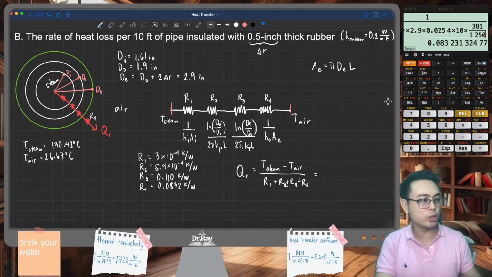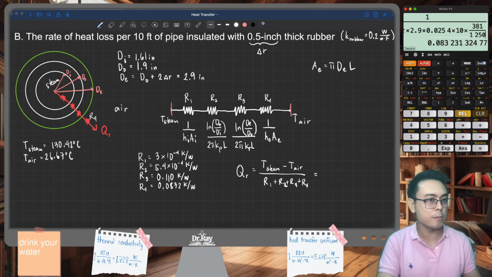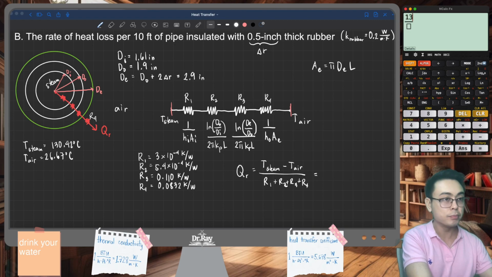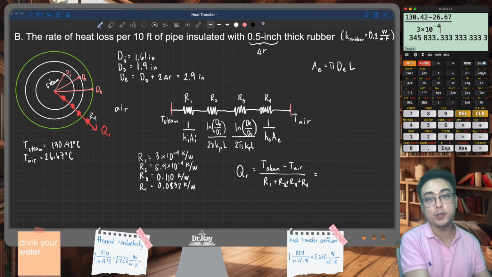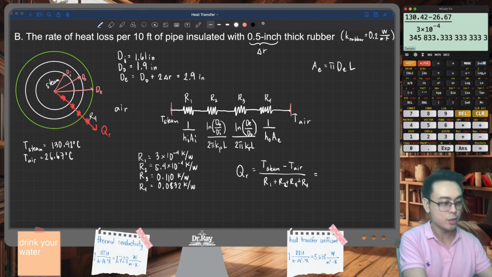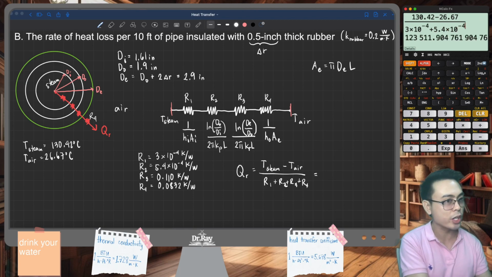Now let's substitute all of these values in our calculator. Let's take a look at the results. Temperature of steam minus temperature of air divided by the sum of the resistances. Notice again that the first two resistances are very small in comparison to the last two resistances. So in some cases, we might neglect those values, but for thoroughness, let me include all of the resistance values because we already have the values. Might as well just substitute them, right?